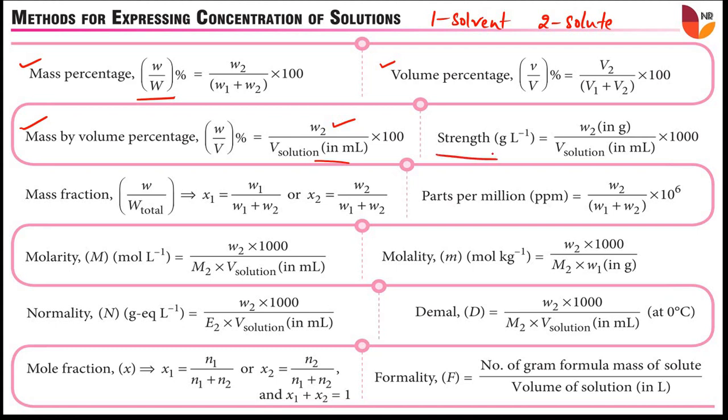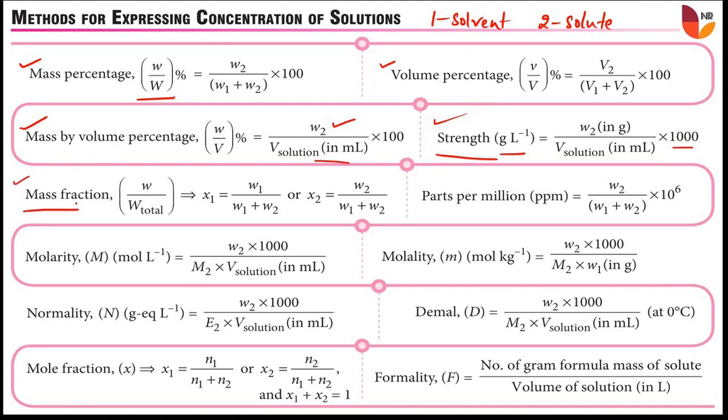That is strength. The unit for strength of the solution is grams per liter, that is, the mass of the solute in grams divided by the volume of the solution in ml, into 1000. If the volume of the solution is in liters, it is not necessary to multiply by 1000. That is, strength of the solution is defined as the mass of the solute divided by the volume of the solution in liters.